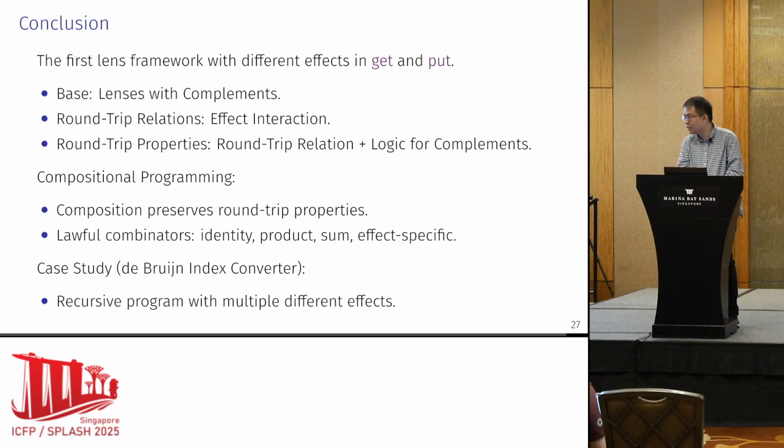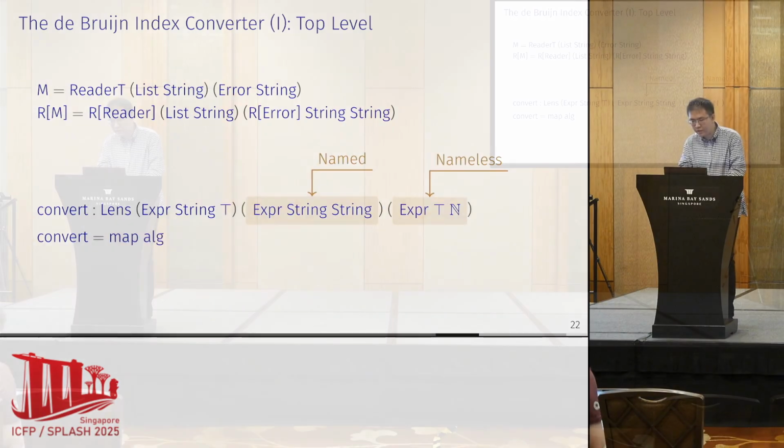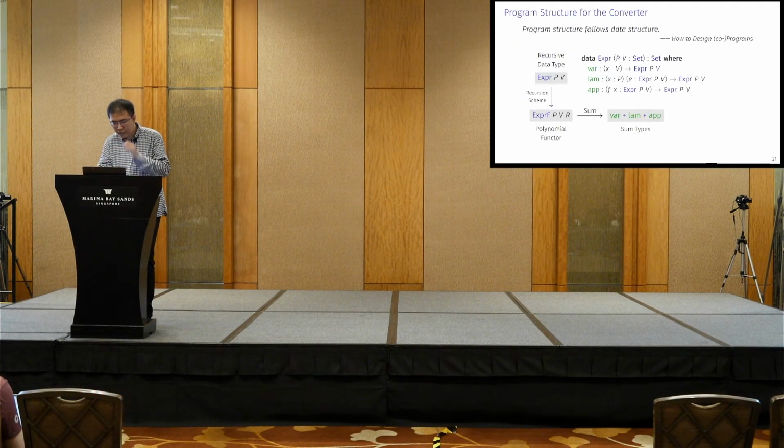So I had a question already. Maybe if you could say a bit more about these round-trip relations. Can you show an example of what that looks like? Oh, right. Okay. So there are some examples in the paper, but I can briefly describe how it works for effects like reader or error.